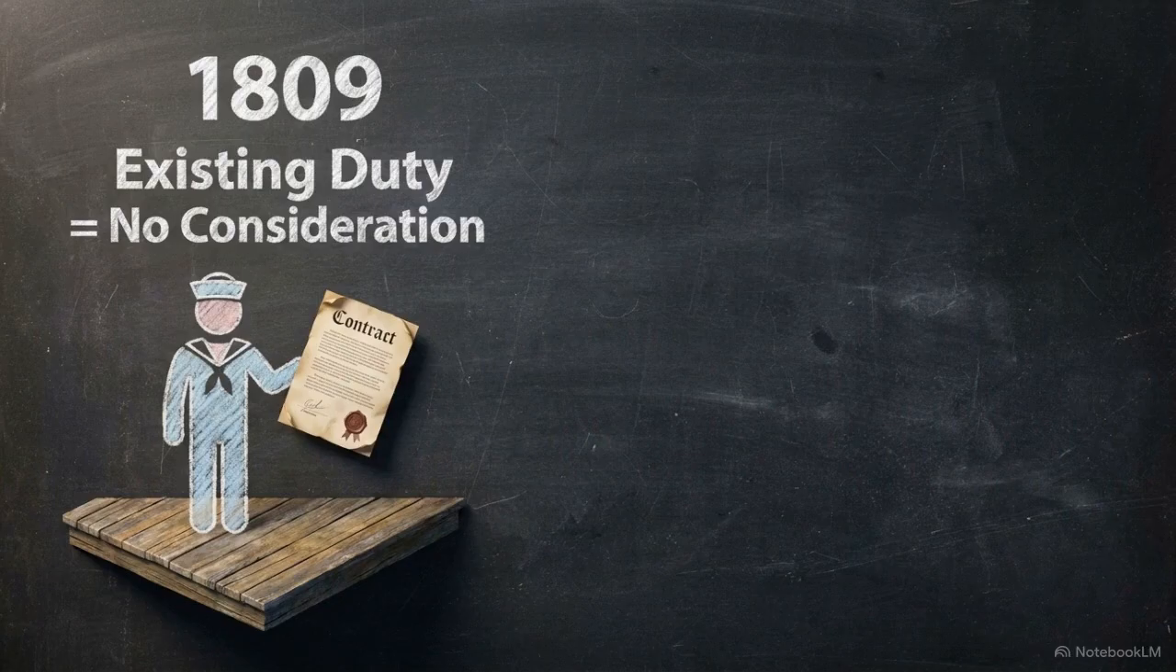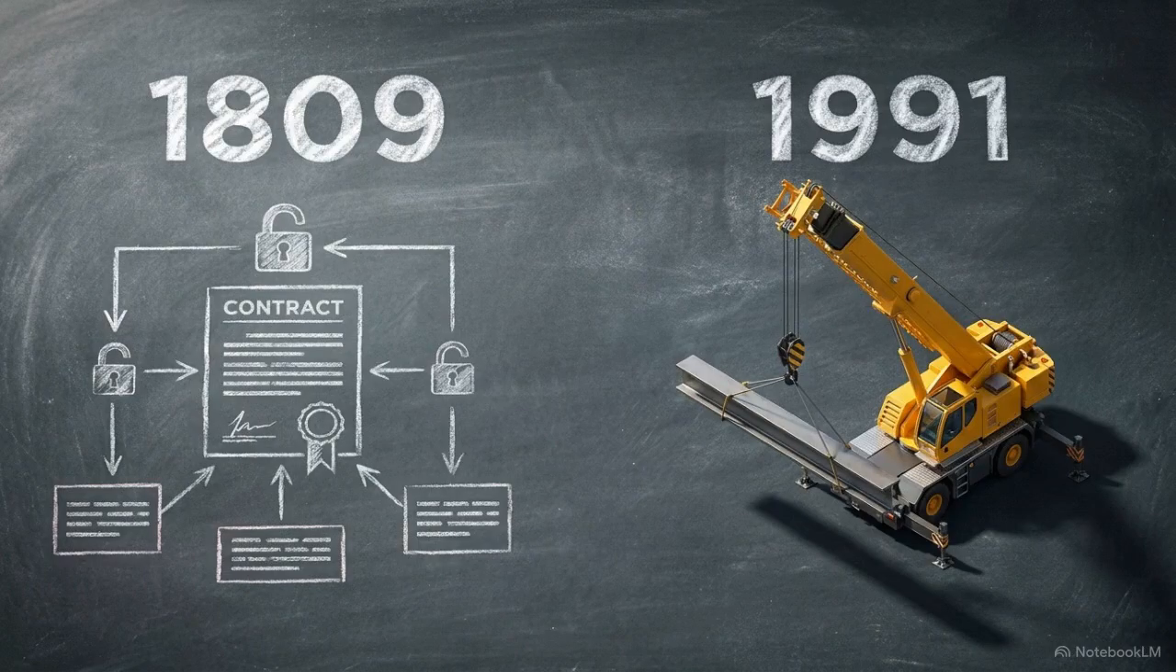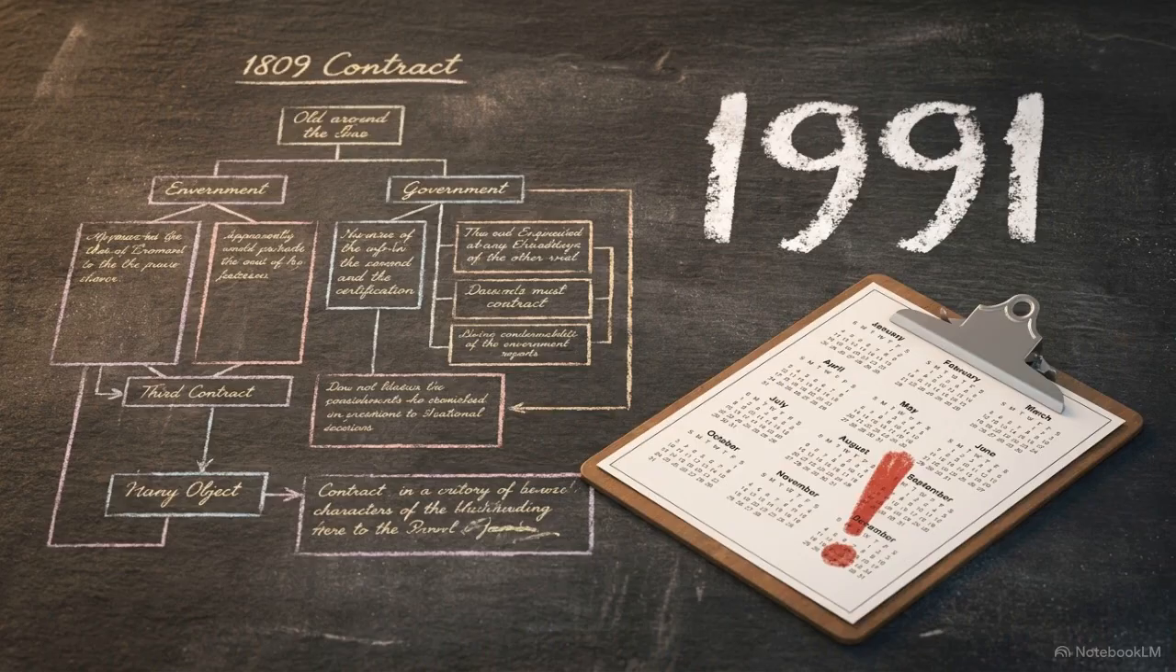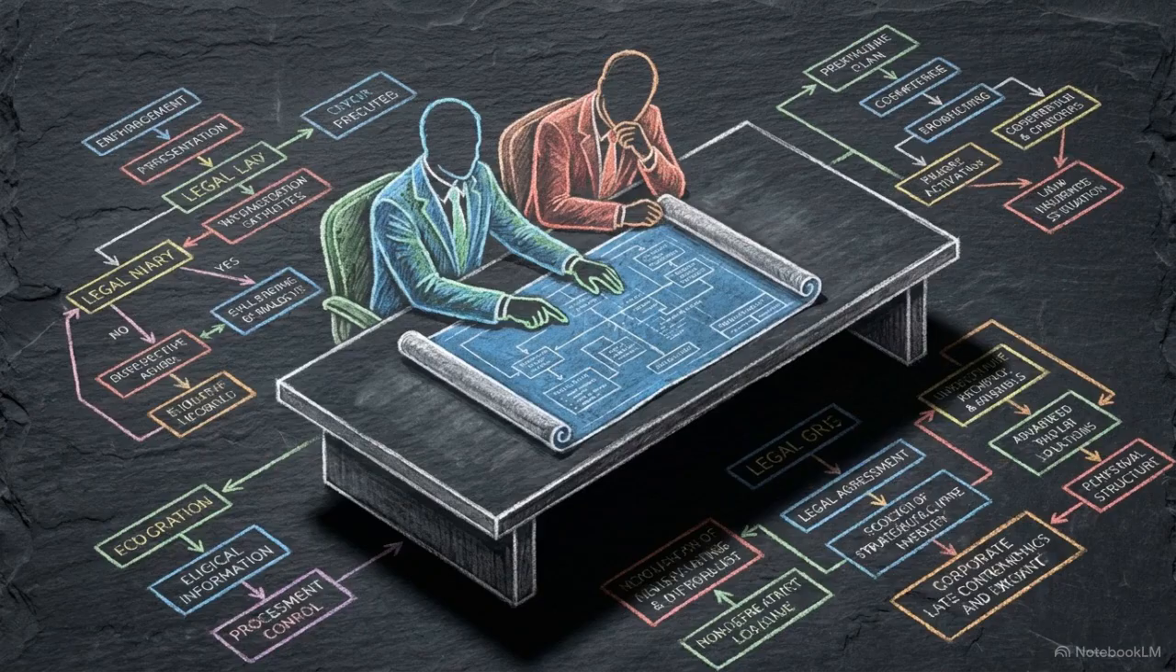Nearly two centuries later, the 1991 case of Williams v Roffey Brothers tested this rule. A building subcontractor threatened to stop working unless the main contractor paid them extra money simply to finish the project on time. The Court of Appeal realized the strict 1809 rule ignored the realities of modern commercial renegotiations.